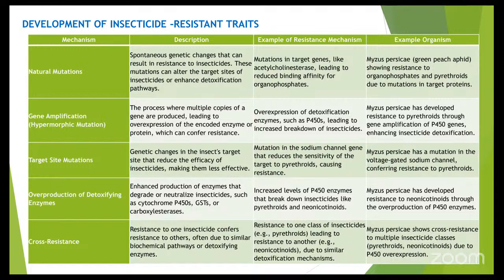An overproduction of detoxifying enzymes can also develop insecticide resistance. Overproduction of detoxifying enzymes means enhanced production of enzymes that degrade or neutralize insecticides, such as CYP450s, glutathione S-transferases, or carboxylesterases. For example, they increase the levels of P450 enzymes that break down insecticides like pyrethroids and neonicotinoids. Again, Myzus persicae has developed resistance to neonicotinoids through the overproduction of P450 enzymes.